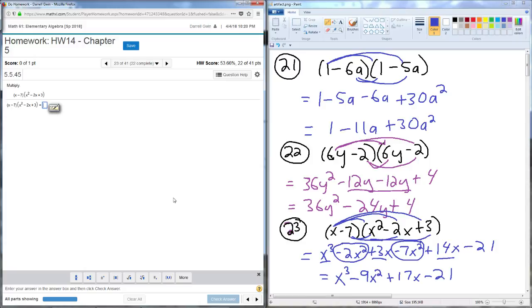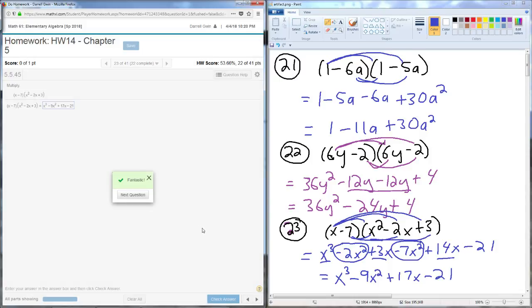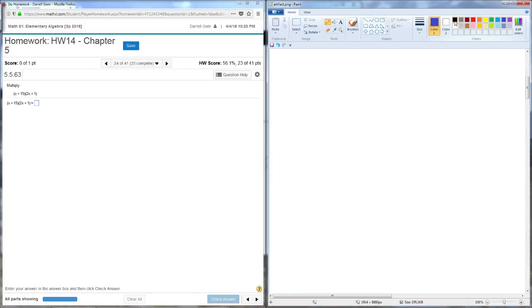Let's type that in. X to the power of 3, right arrow, minus 9x to the power of 2, right arrow, plus 17x minus 21. Enter. Fantastic. Getting through these fast. 23, 24 is next.